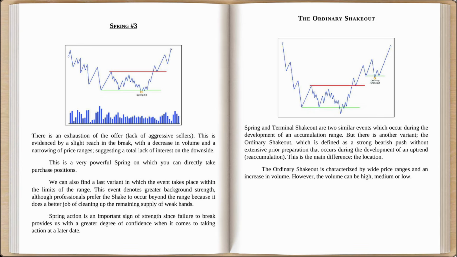But there is another variant, the ordinary shakeout, which is defined as a strong bearish push without extensive prior preparation that occurs during the development of an uptrend, reaccumulation. This is the main difference, the location. The ordinary shakeout is characterized by wide price ranges and an increase in volume. However, the volume can be high, medium, or low.